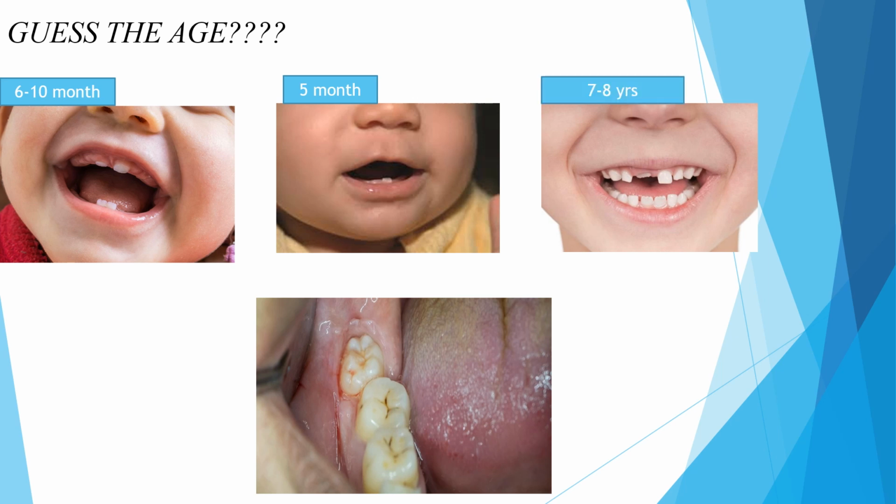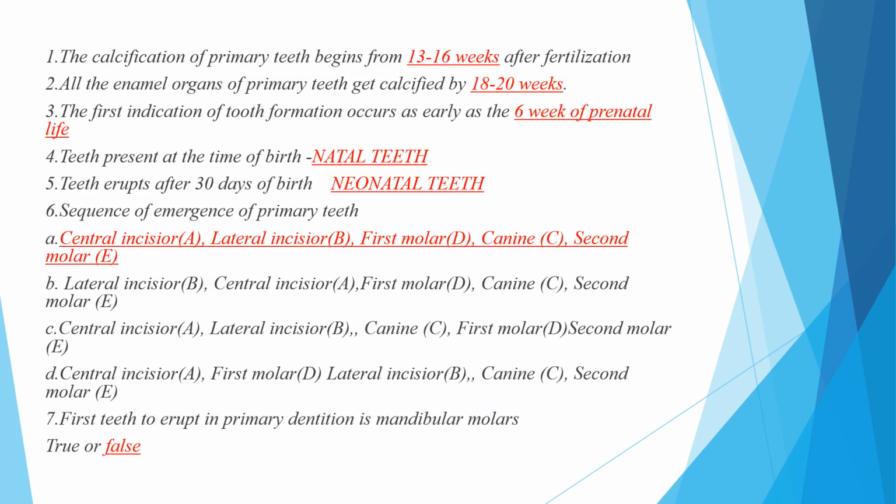In the third image, we can see all the primary dentition has erupted, and we can also identify the eruption of the permanent maxillary central incisor, and the mandibular central incisor has also started to erupt. So the age of the individual could be 7 to 8 years. In the last image, you can identify the third molar. So the age of the individual can be in the range of 20 to 25 years. Thank you.